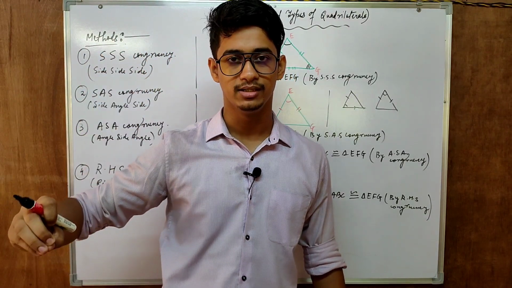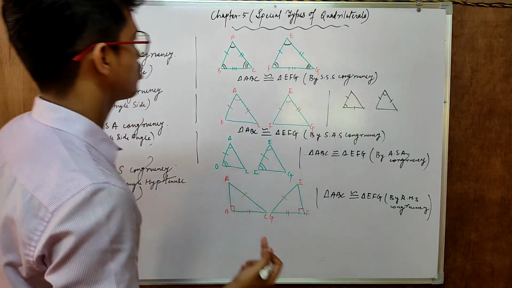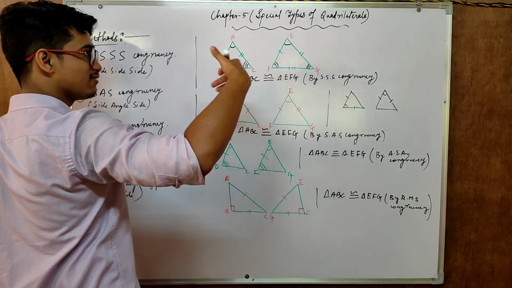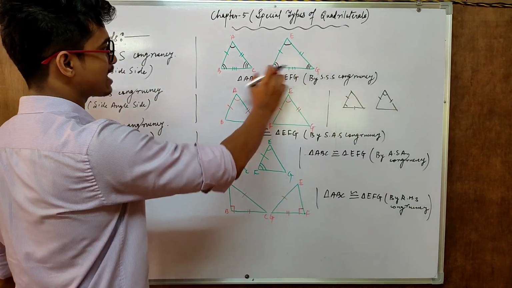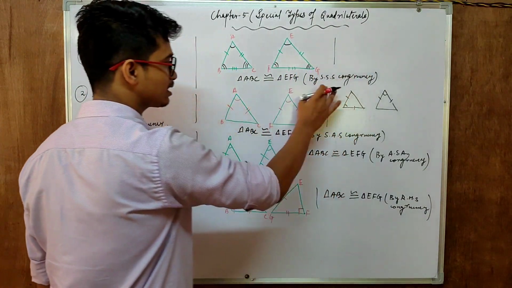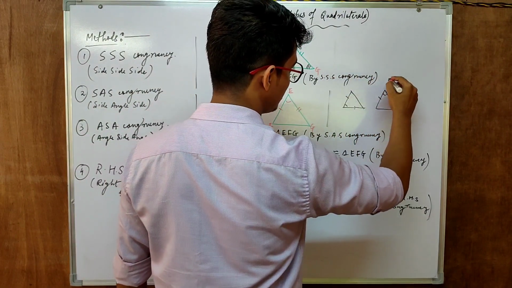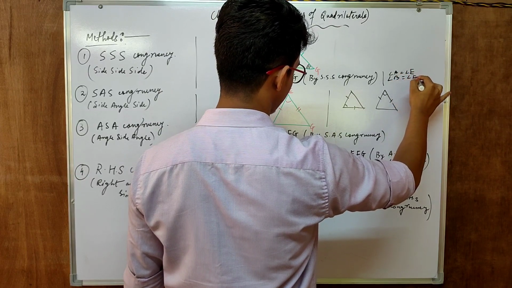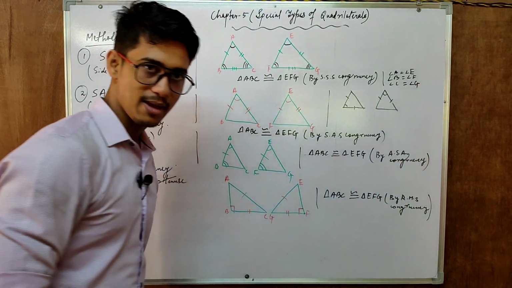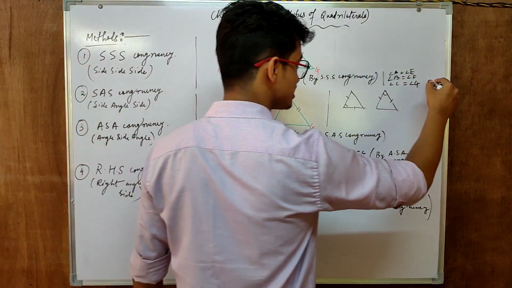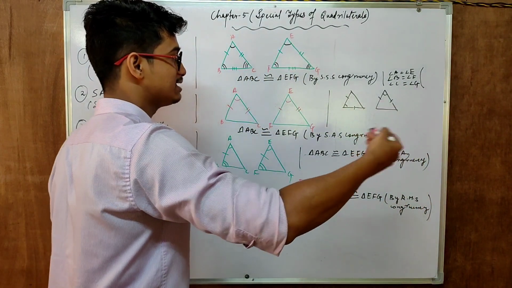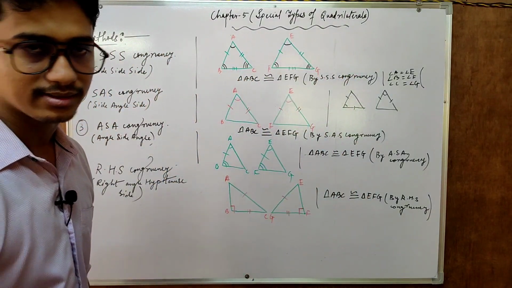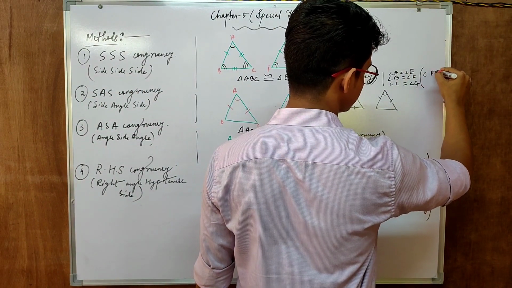And there is one method to prove this. After proving congruency, we just inform that these angles are also equal. So what happens after congruency? Angle A is equal to angle E, angle B is equal to angle F, and angle C is equal to angle G. There is one criterion used for this, by which the whole things get equal with each other after congruency, that is called CPCT.